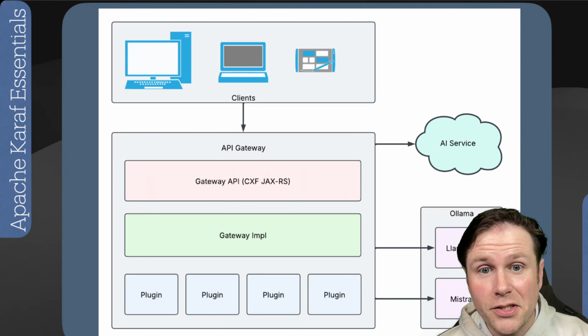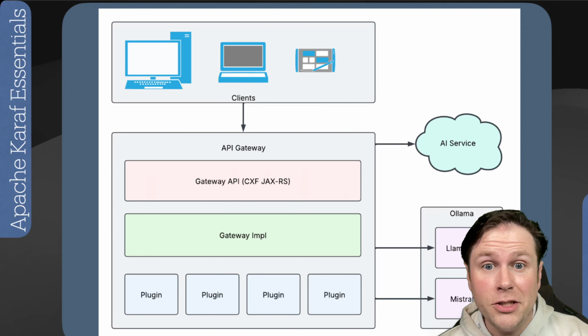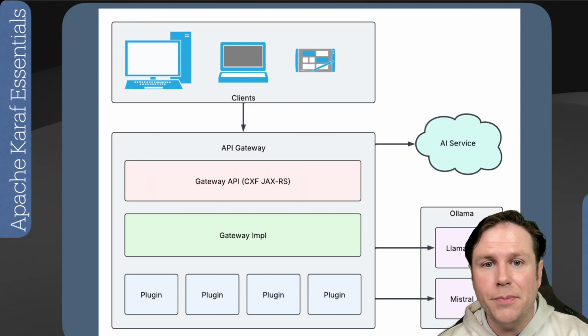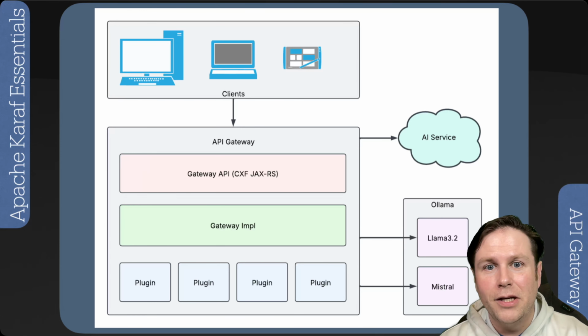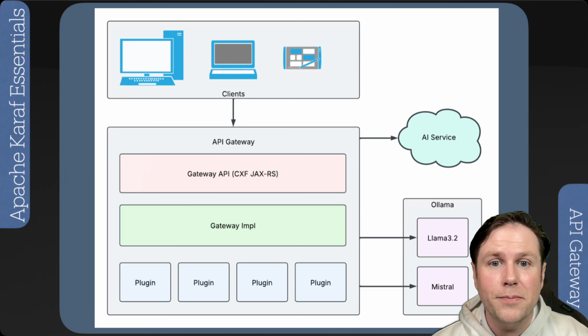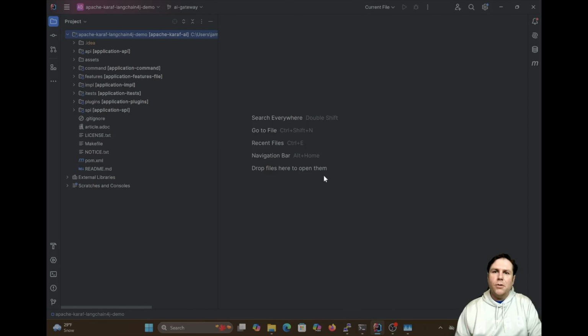The secret sauce to all of this, of course, is using LangChain4j to handle all of our integrations to these AIs. So our OSGi system is giving us the plugins. LangChain4j is giving us the integration library that lets us talk to all these backend systems. With that being said, let's dive into the code. So let's dig into our demo code.